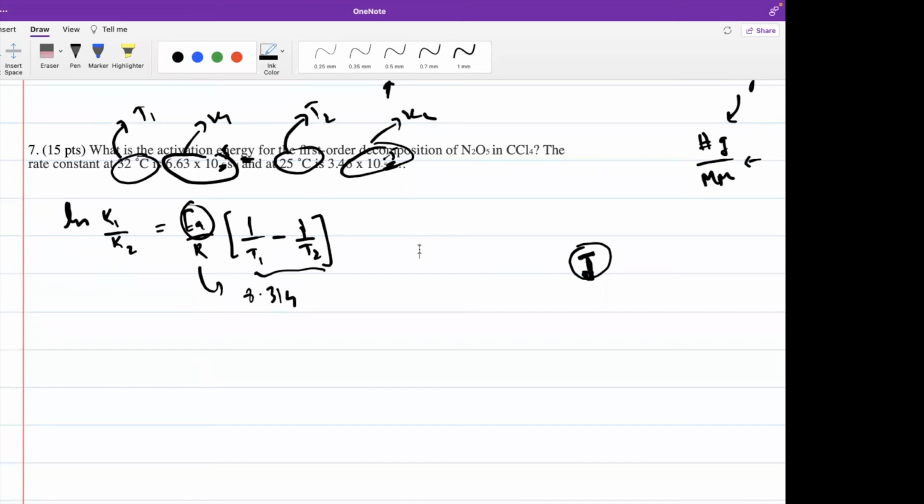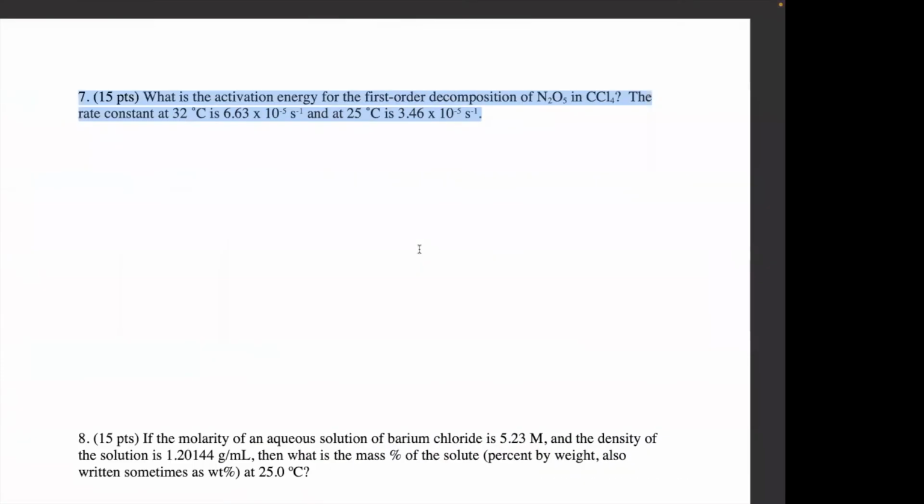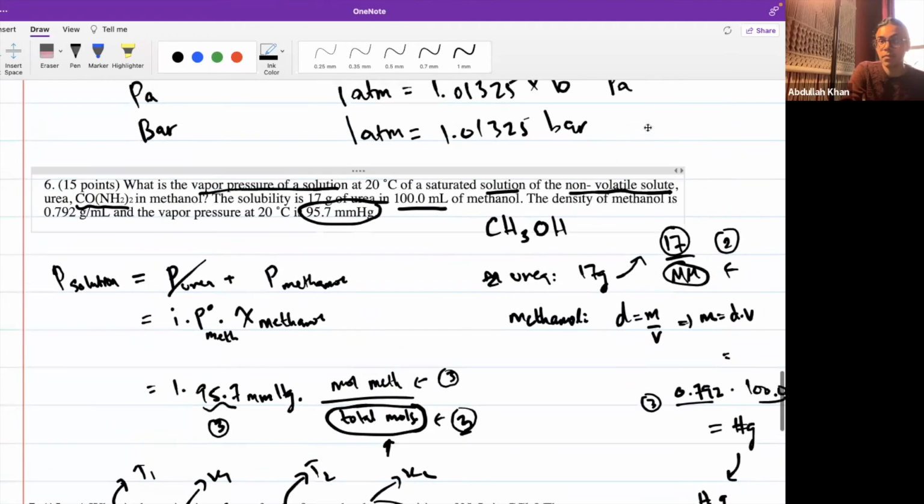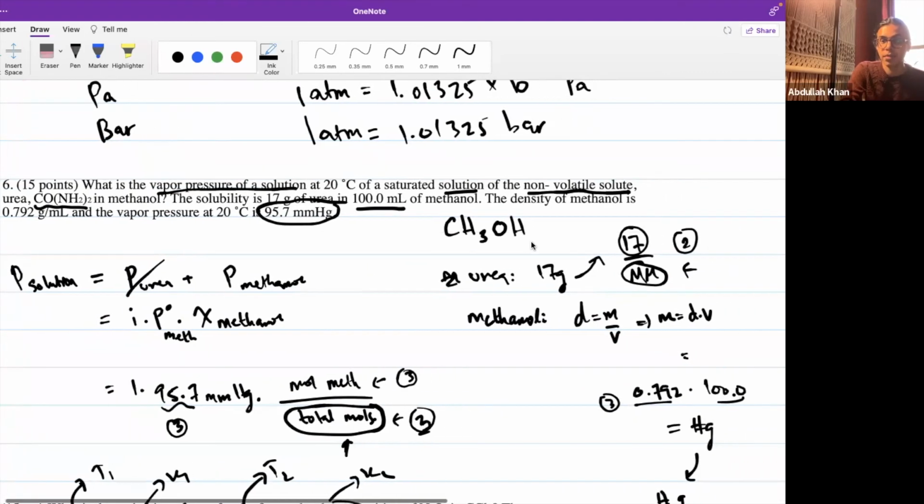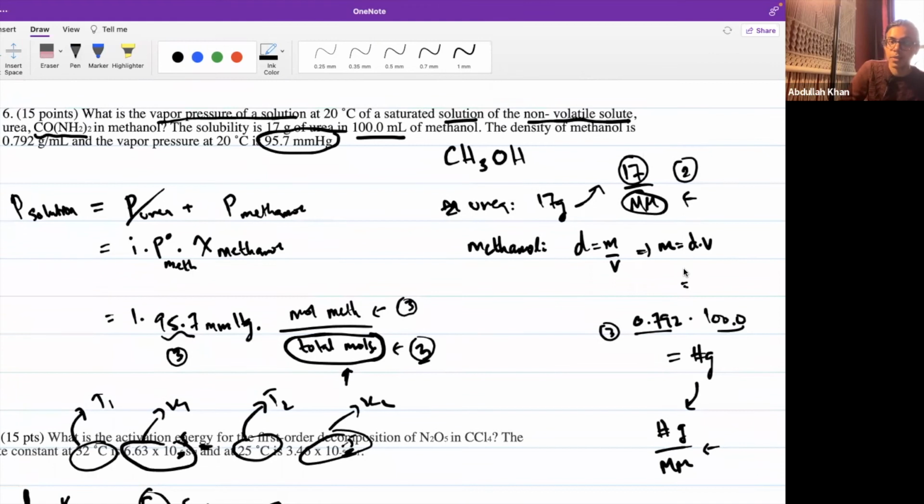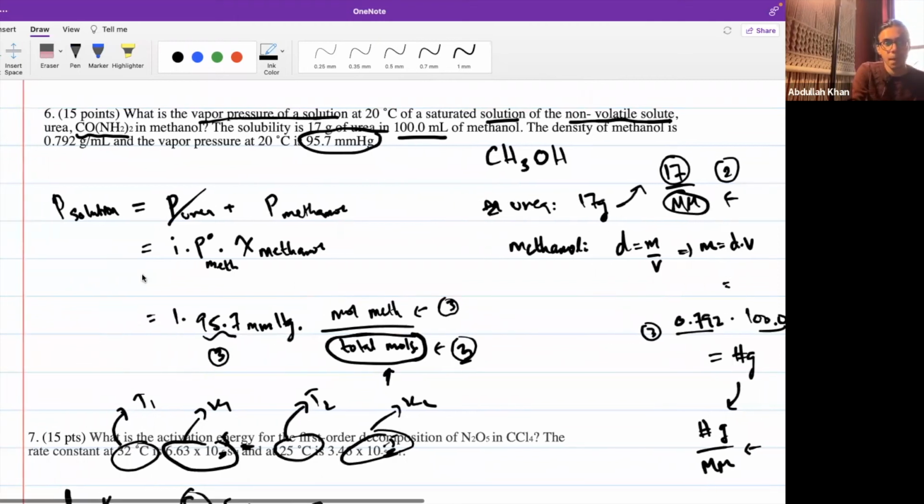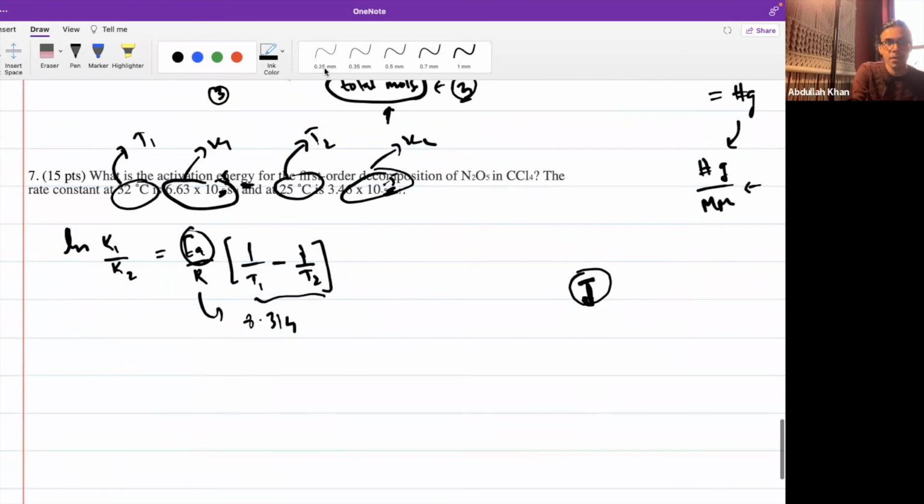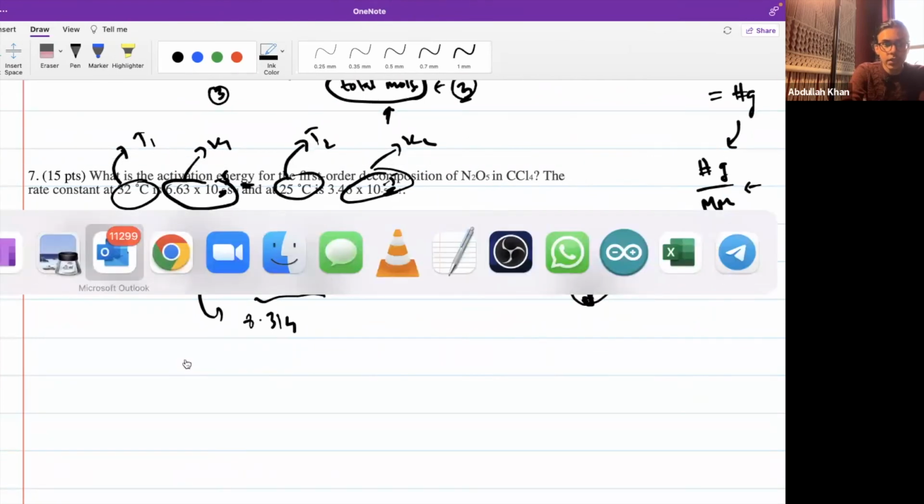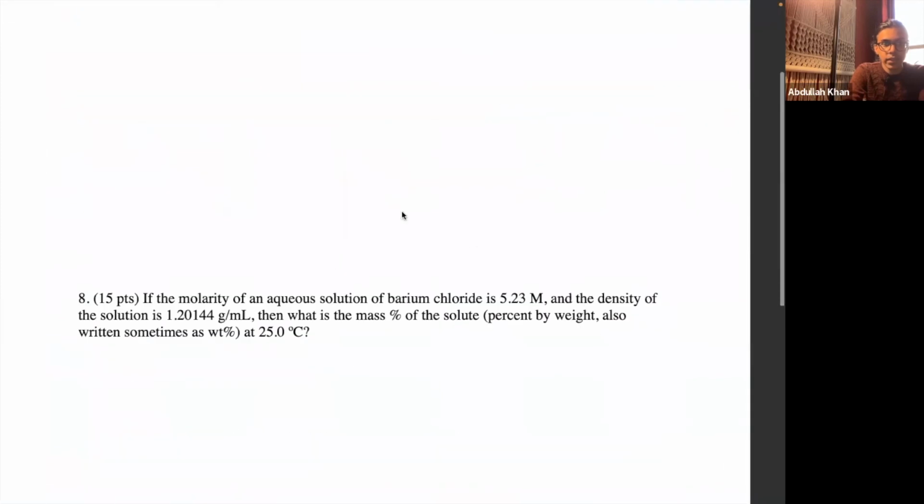For the last question, number 6, how did you find total moles? Add. So figure out your number of moles of urea. You have 17 grams, divide by molar mass. That's moles of urea. Methanol, do the same thing. Then add them up. Oh, they're separate. Okay, I thought it was together. Okay. Nope, two different things, yeah. Great. Moving along to question 8.